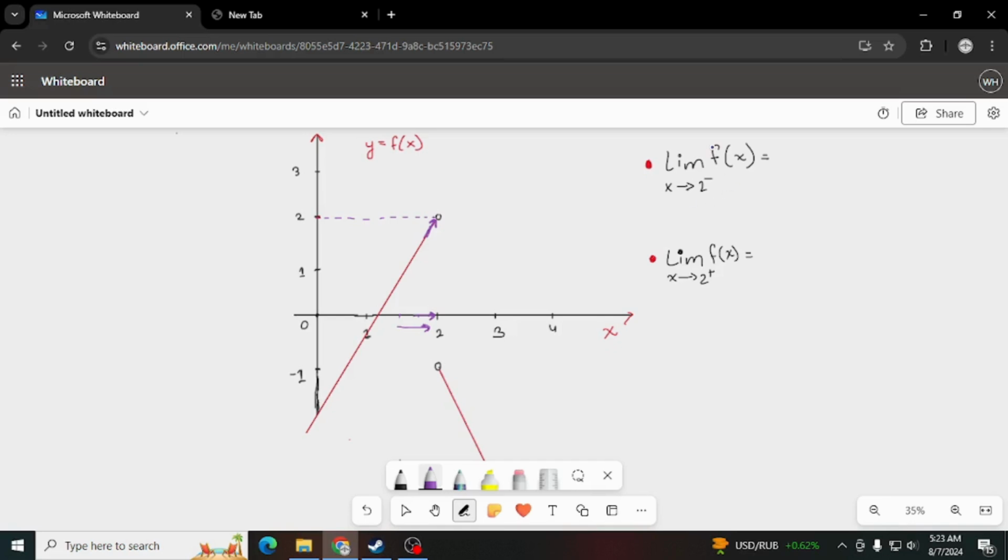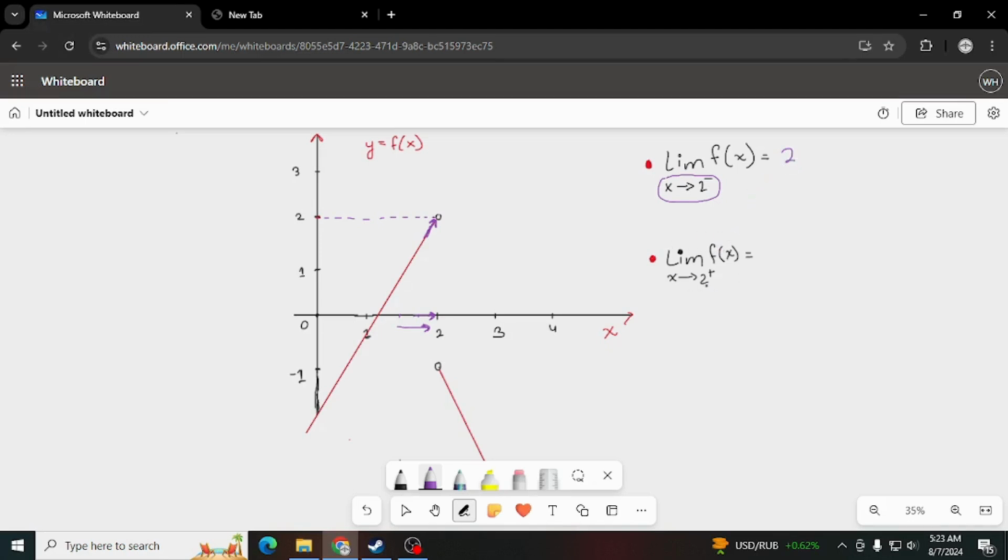So the answer to this question, the limit of f of x as x approaches 2 from values less than 2, we write with a small negative superscript on top of the number it's approaching, to denote that x is approaching 2 from values less than 2. And we see that this limit is getting closer and closer to positive 2 on the y-axis.